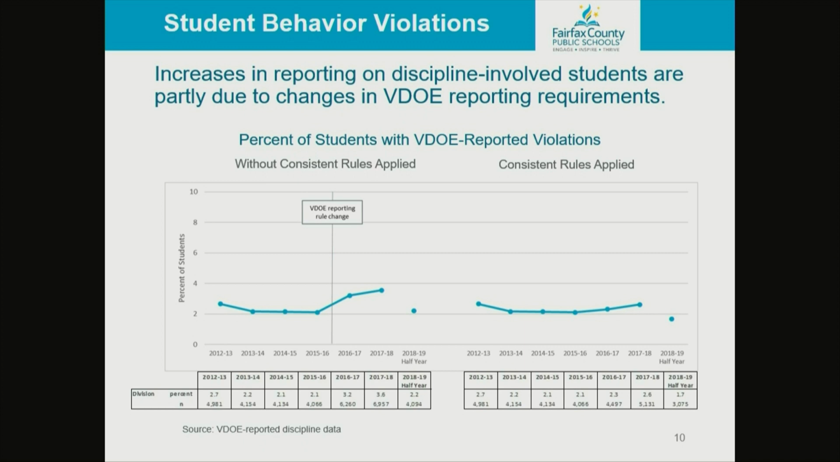And you can see on the right side, if that change had not happened, there would still have been an increase. So some of the increase is due to actual increases in our referrals as well. And you'll see on a later slide that part of it is also due to increases in our in-school suspensions.